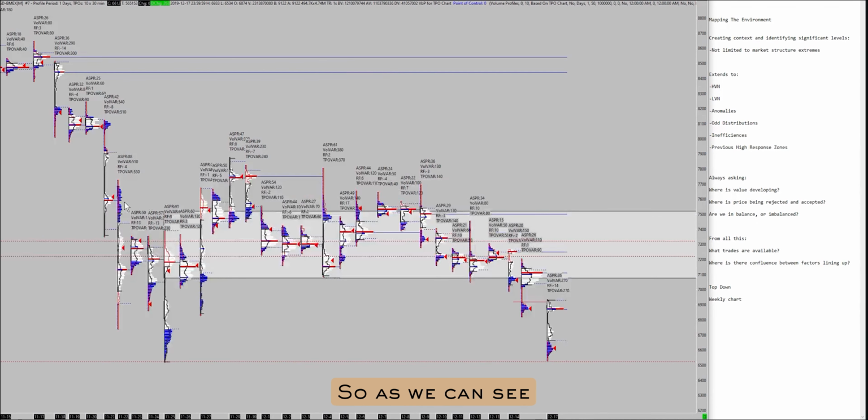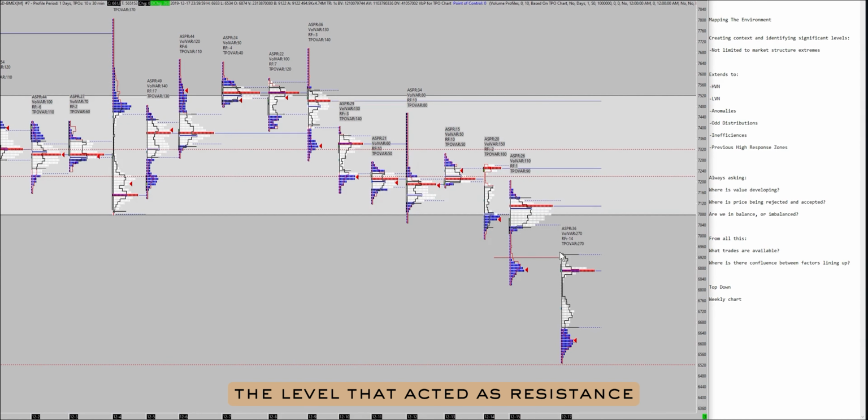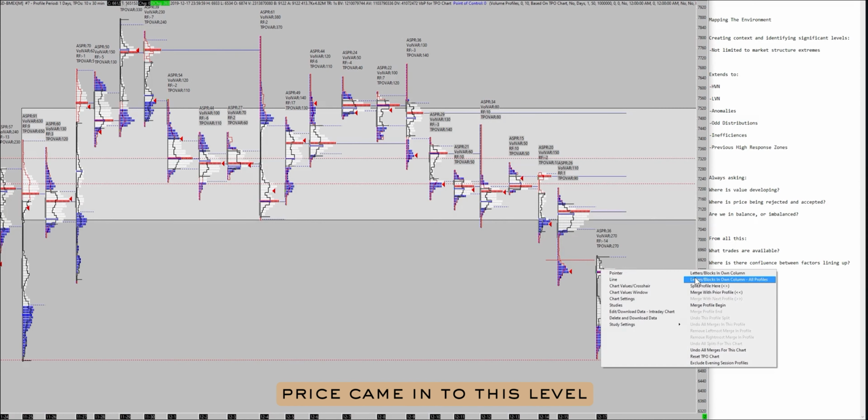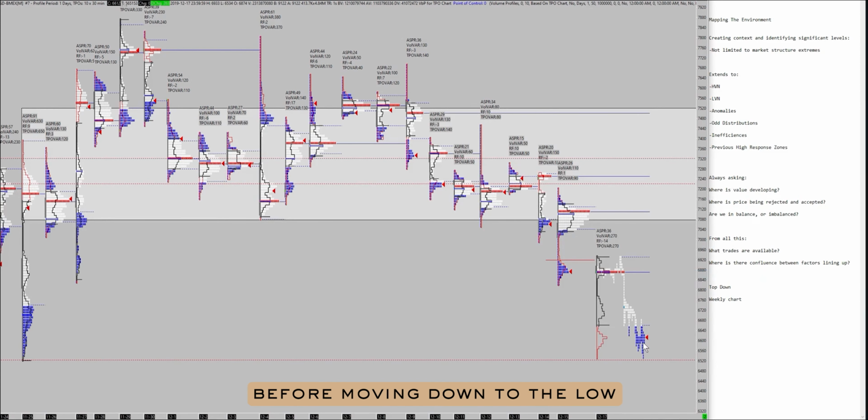Okay, so as we can see, the level that acted as resistance, one of the first levels that we would look to, is the beginning of this single print level. So the area where this imbalance occurred, where we would expect, if we're revisiting from the underside after gaining acceptance outside of this range that we were stuck within, that we'd be looking for this to act as resistance, and surely enough, price came into this level before moving down to the low.